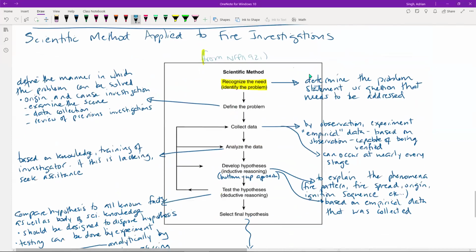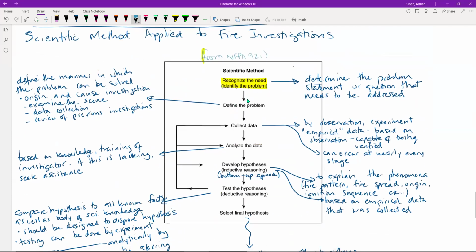This diagram is taken from a publication, NFPA 921, and it relates the scientific method to a generalized fire investigation. So the first thing that we want to do is recognize the need and identify the problems that we're trying to solve in this particular investigation. Determining the problem statements, or the questions that we need to address, is the first step as we approach a fire investigation.